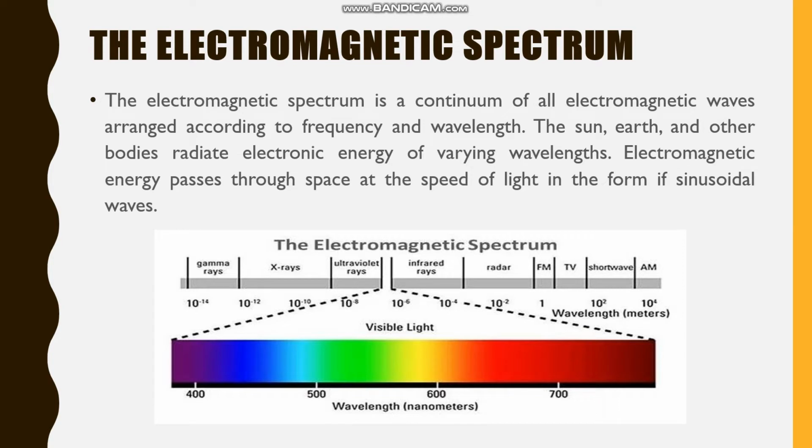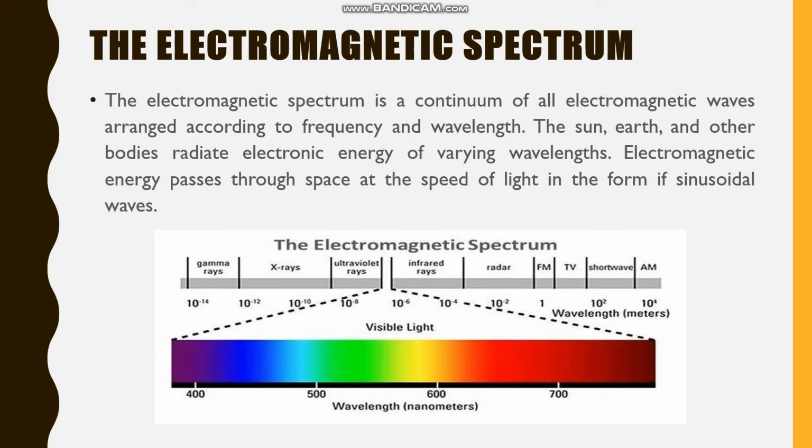Okay, next is the electromagnetic spectrum. The electromagnetic spectrum is a continuum of all electromagnetic waves arranged according to its frequency and wavelength. The sun, earth, and other bodies radiate electronic energy in varying wavelengths. So, electromagnetic energy passes through space at the speed of light in the form of sinusoidal waves.